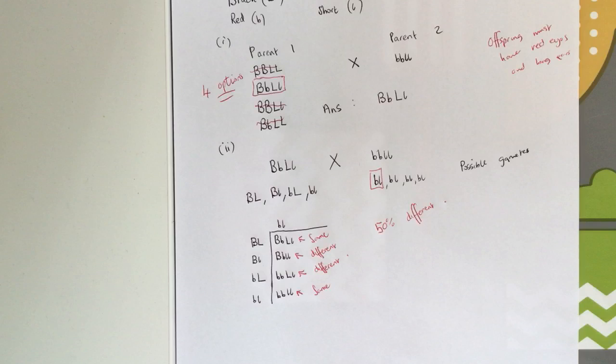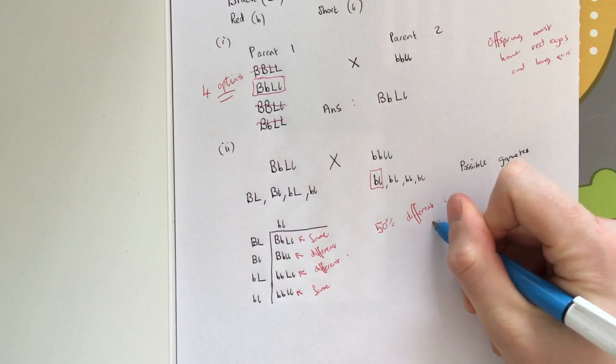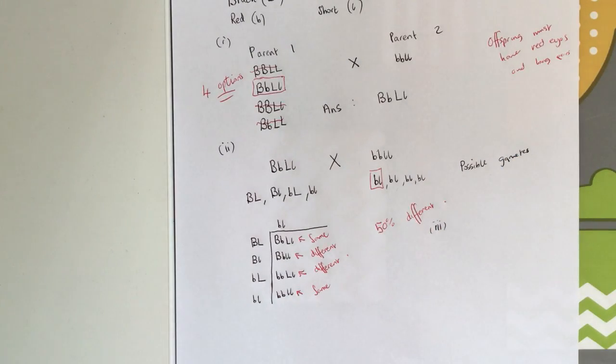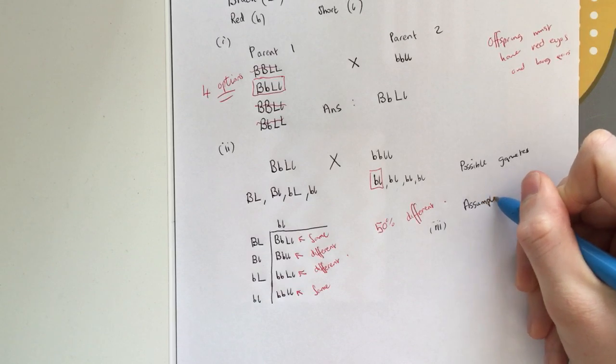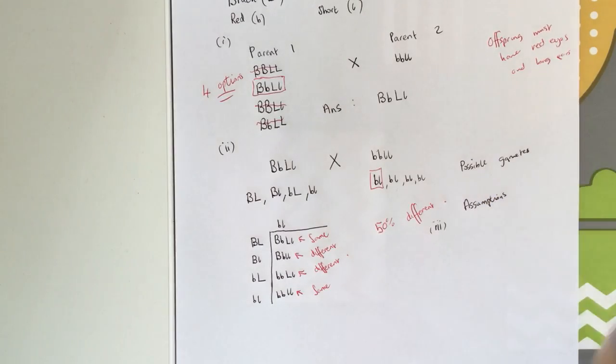Okay, that is part 2. Part 3. If the above genes were linked, explain how the percentage you have indicated in your answer to part 2 would change. Okay, so the problem with this question is we have to make assumptions. It says again, if the above genes were linked, explain how the percentage you have indicated in your answer to part 2 would change.